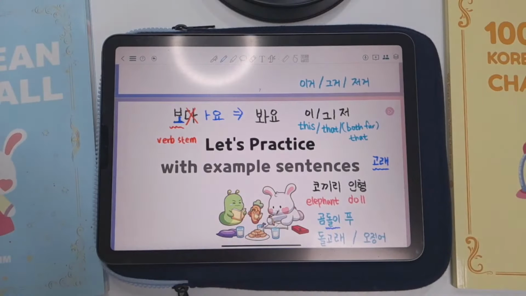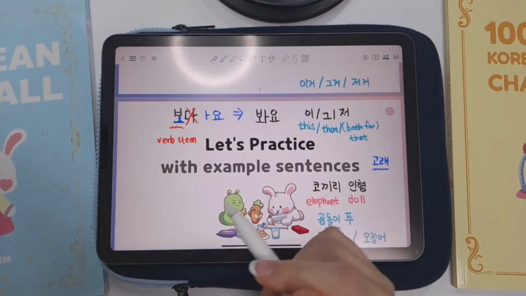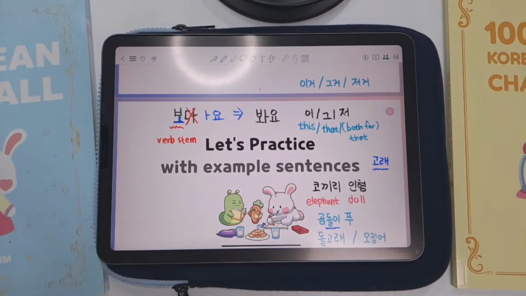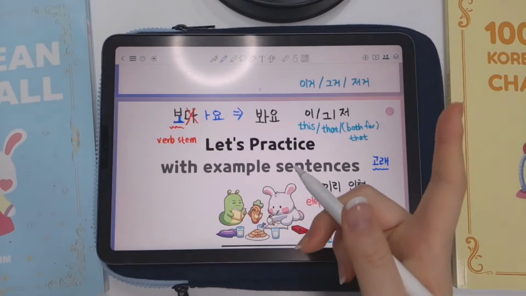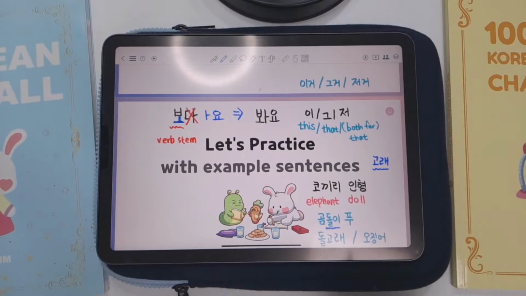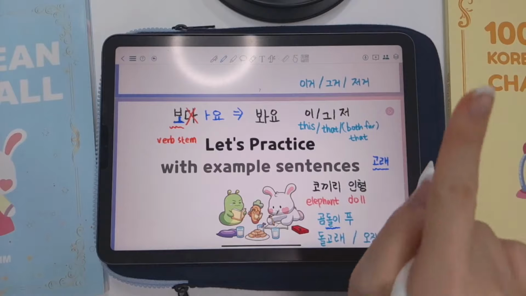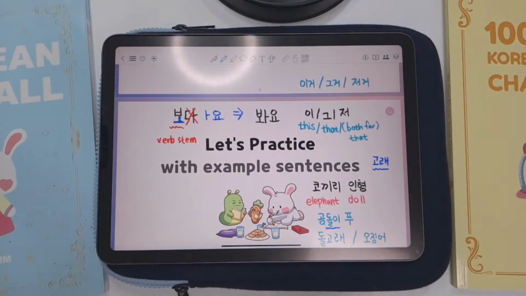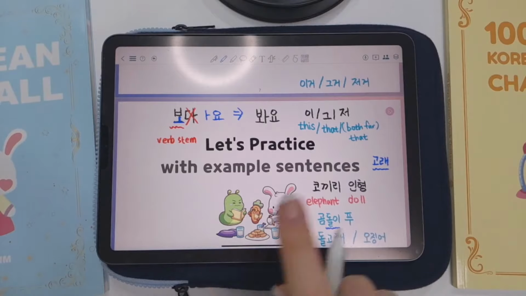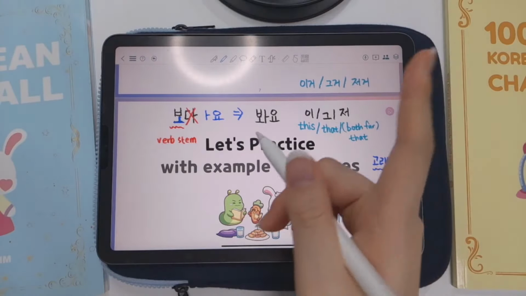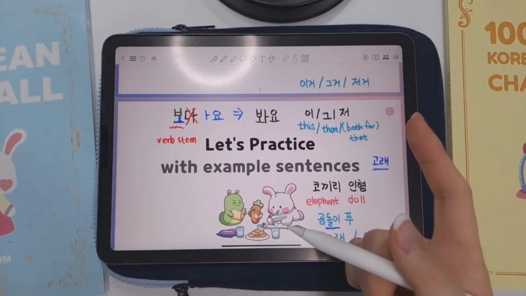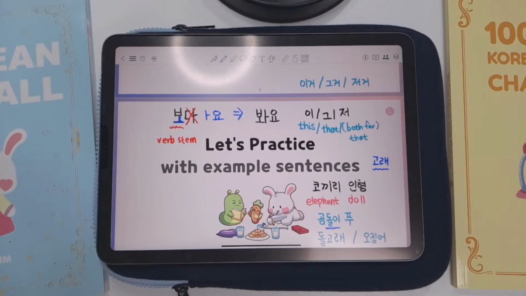So I told you guys, if you want to say that thing which is far from both of you, then you can say 저거. Or if it is a place, then you can say 저기 있는 게 뭐예요? Or 저 사람 누구예요? 저기 있는 저 사람, a person over there, who is he? 저기 있는 저 사람 누구예요?